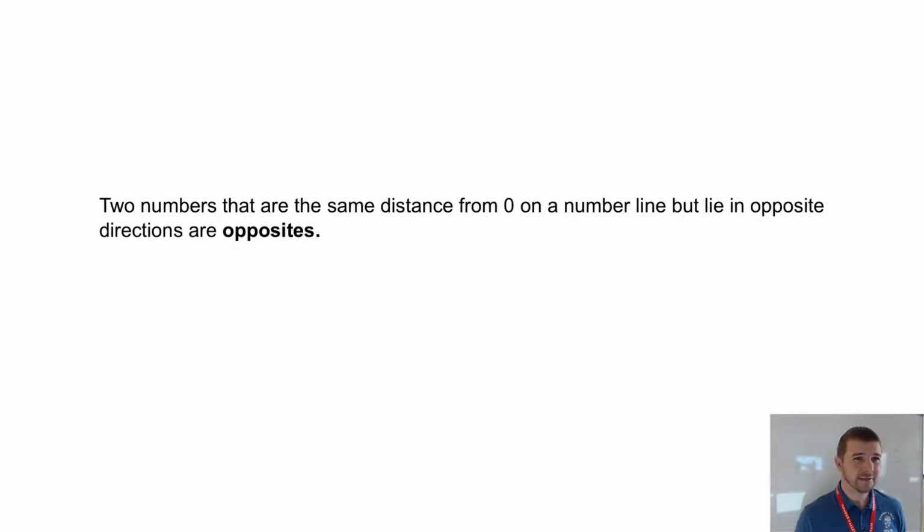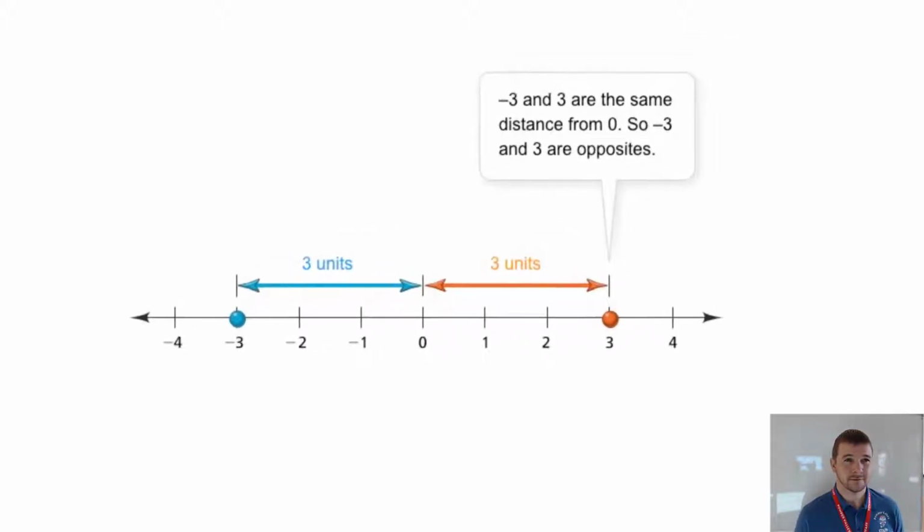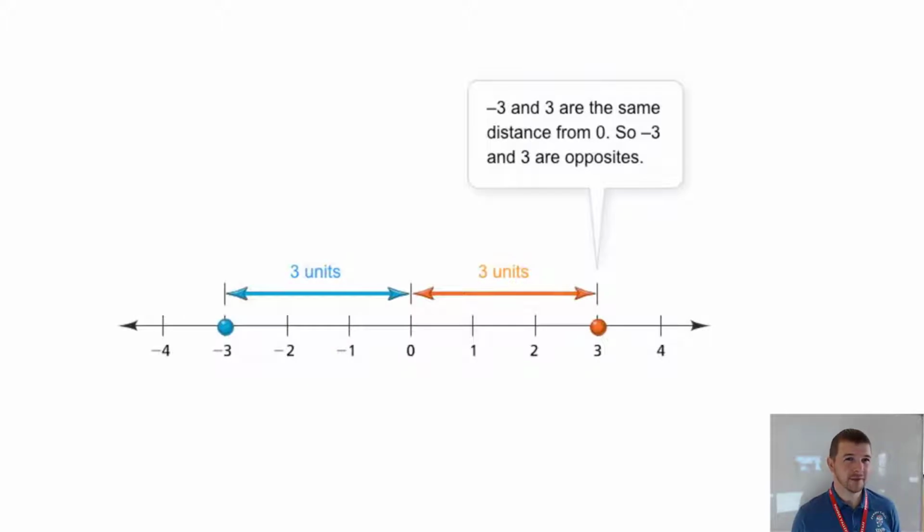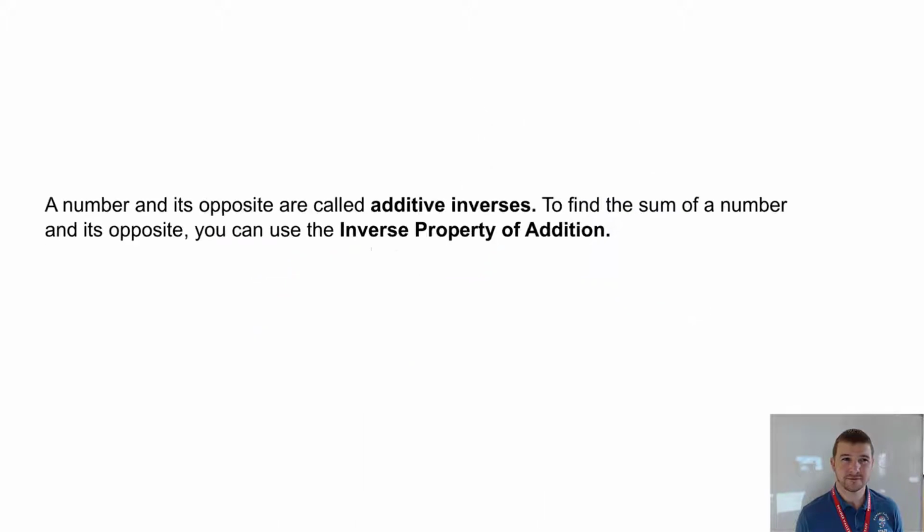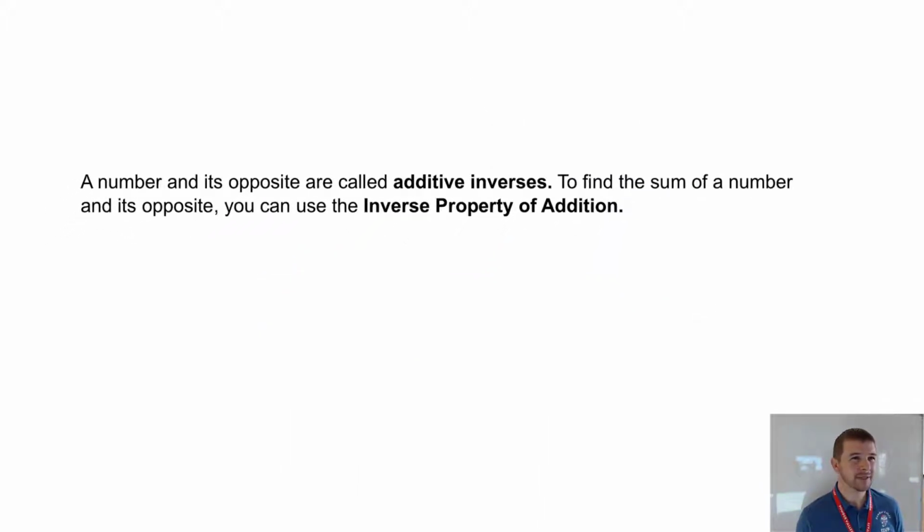Two numbers that are the same distance from 0 on a number line but lie in opposite directions are opposites. Negative 3 and 3 are the same distance from 0, so negative 3 and 3 are opposites. A number and its opposite are called additive inverses.